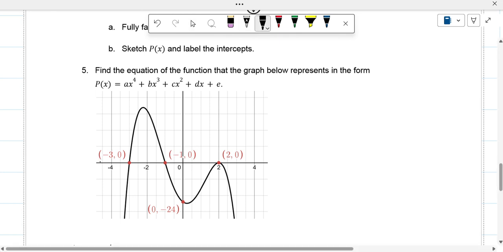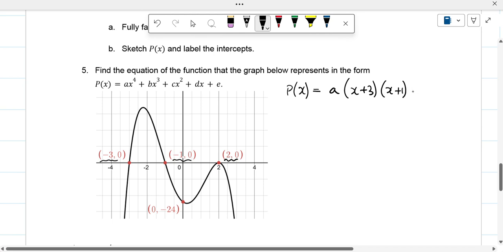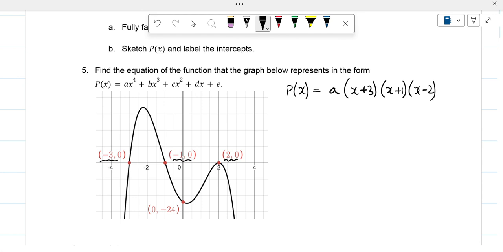Well, the first information is the x-intercepts must tell you that p of x must be a times x plus 3 times x plus 1 times x minus 2. Right. The x-intercepts tell you the factors of the p of x. But there's something weird about this function, isn't there? The given function is a quartic function because there's 3 turning points. But p of x equals a times x plus 3 times x plus 1 times x minus 2. It seems like a cubic function. So what is wrong here?